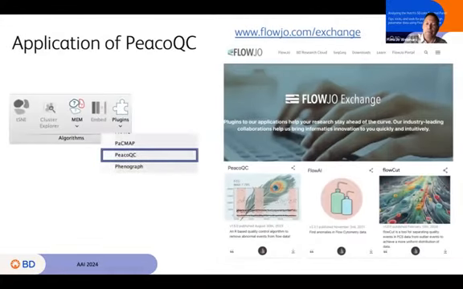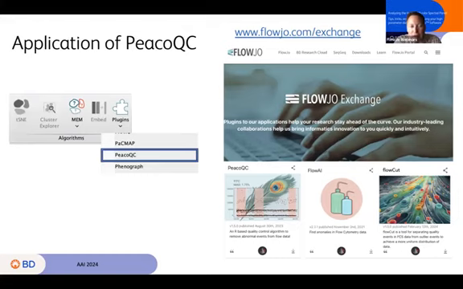So to run this in FlowJo, you will want to get the Peacock plugin from the FlowJo exchange, so just flowjo.com/exchange. Plugins are generally programs that we have partnered with somebody to create an easily click and use version of software that's available in R or Python or something like that, so that you can run it just by clicking without having to do any programming.